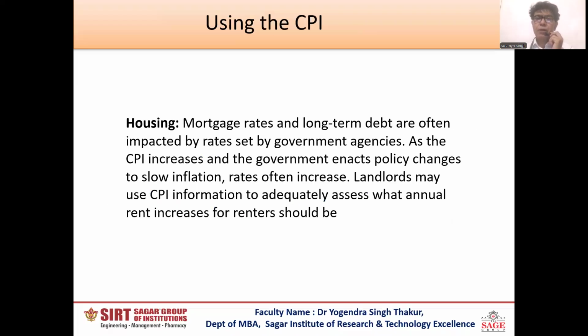Housing, mortgage rates and loans with debt are often impacted by the rates set by the government agencies. As the CPI increases and the government enacts policy changes to slow inflation, rates often increase, and landlords may use CPI information to adequately assess what annual rent increase for the return should be.